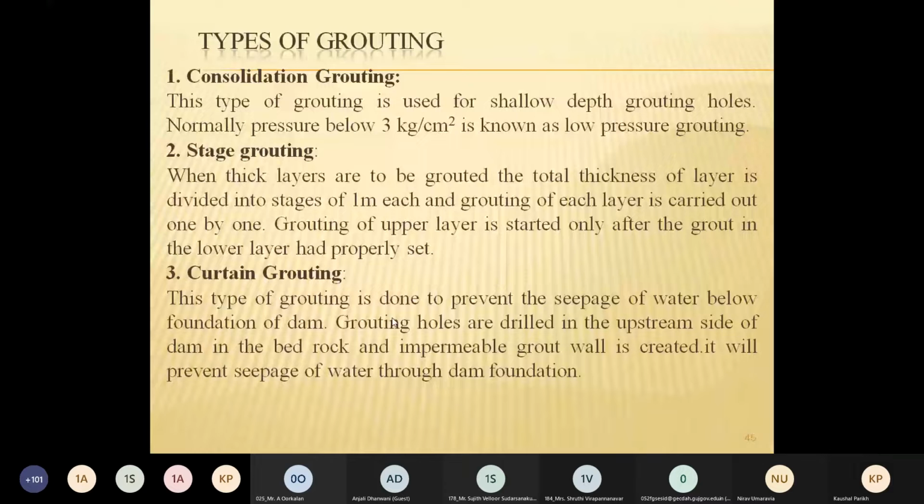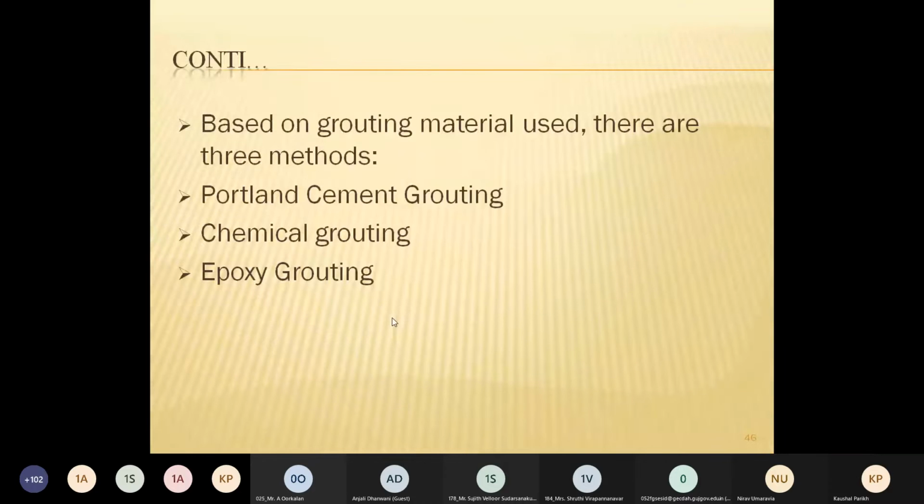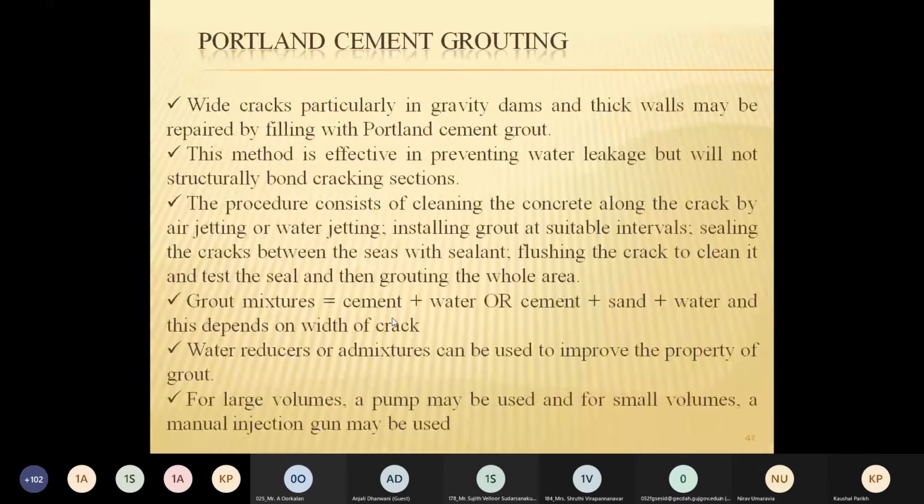This type of grouting is done to prevent the seepage of water below the foundation of a dam. Grouting holes are drilled on the upstream side of the dam in the bedrock, and an impermeable grout wall is created to prevent seepage of water from the dam foundation. Now, based on the grouting material, there are also three methods: Portland cement grouting, chemical grouting, and epoxy grouting, depending upon the material to be used.